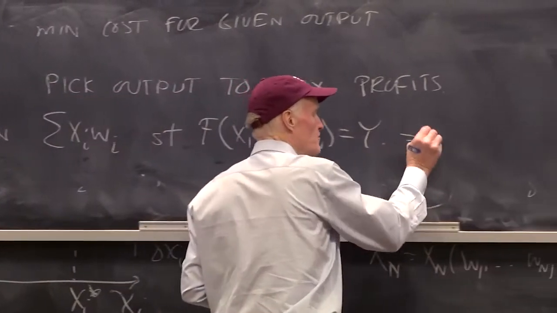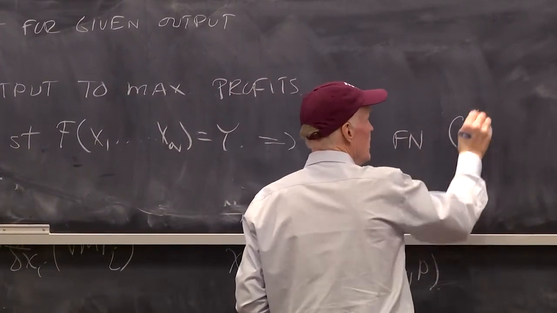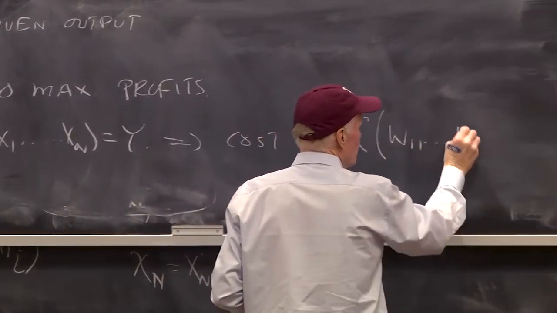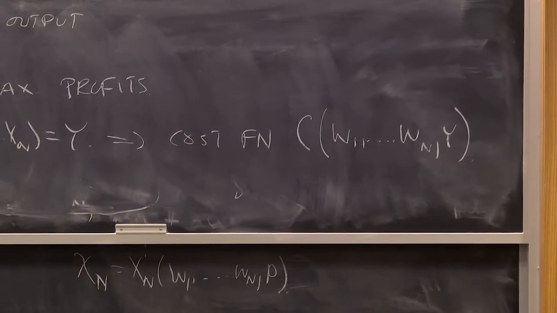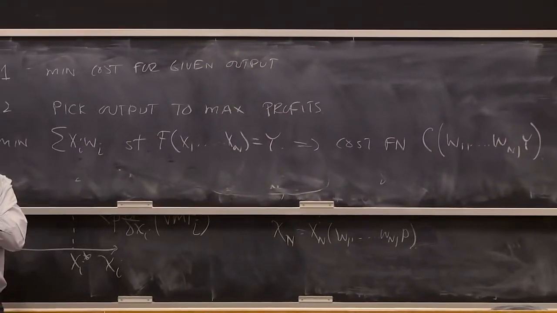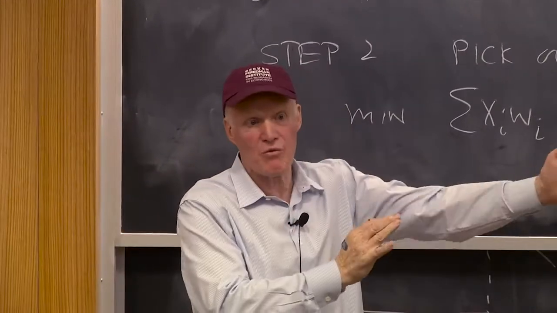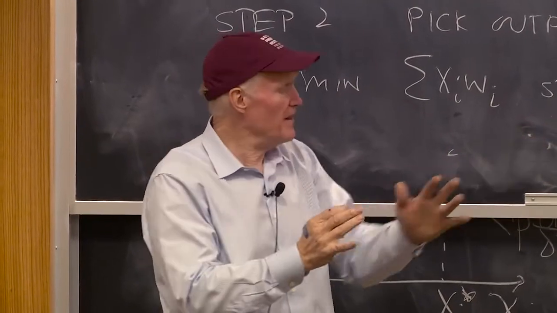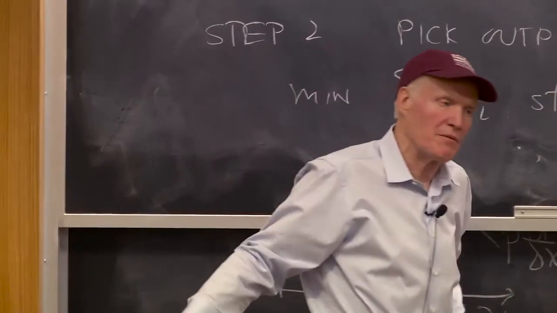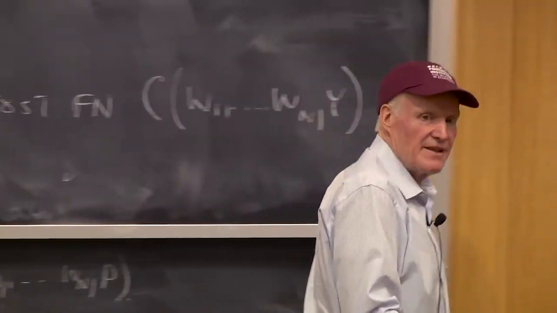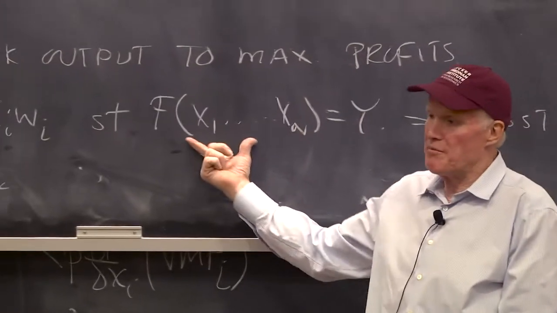This yields our cost function, C of w1 up to wn and y. And that cost function has all the properties of the cost function we already discussed, right? Everything we discussed in the consumer theory about the cost function carries over 100%. And anything we talk about this cost function carries back to the consumer problem. It's the same problem. It's not close, it is exactly the same problem. Except where we had a utility function before, we now have a production function here.